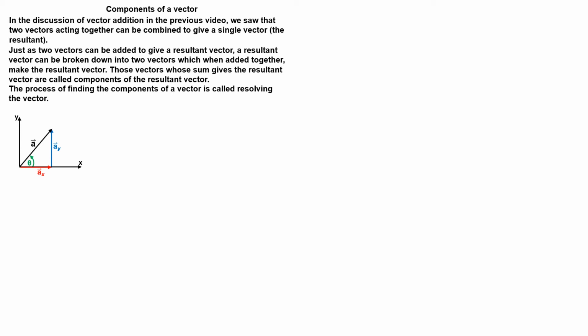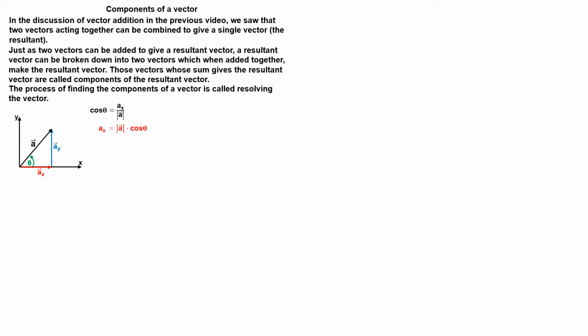The components form the legs of a right triangle, with the original vector being the hypotenuse. Now we can use trigonometry to calculate the magnitudes of the components of the vector A. To find the size of the x component, we have to find the length of the adjacent side. What trigonometry function relates the hypotenuse and acute angle and its adjacent side in a right triangle? The cosine function does. By multiplying both sides by A, we can express the horizontal component of the vector A as A times cosine of theta.